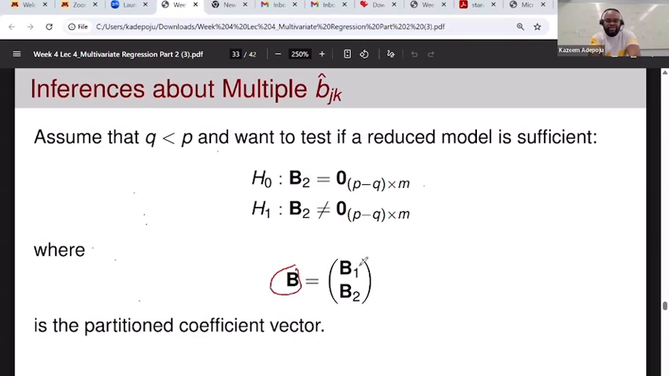When I partition B into B1 and B2, and I want to test that B2 equal to 0 against it is not. I'm comparing: B2 equal to 0 will mean a reduced model, and B2 not equal to 0 will be the complicated model. That's exactly what we mean. A reduced model has fewer parameters or fewer explanatory variables compared to the complicated one, and they also need to be nested.